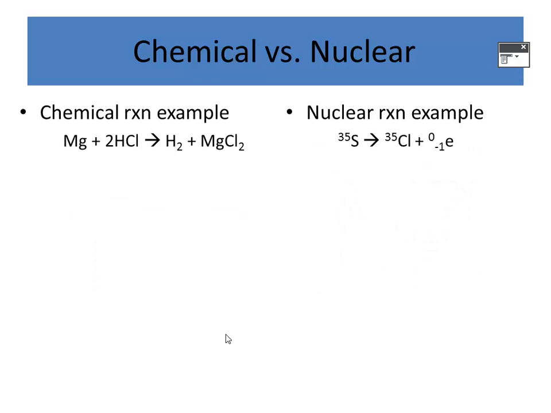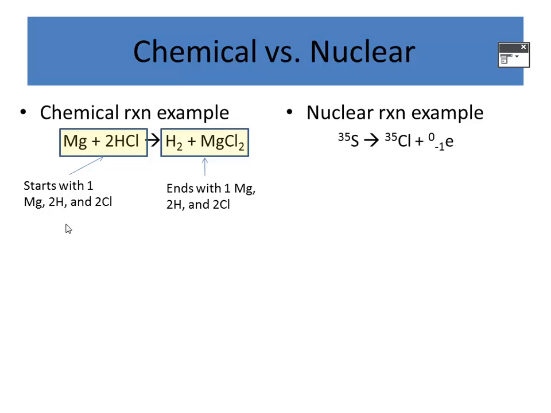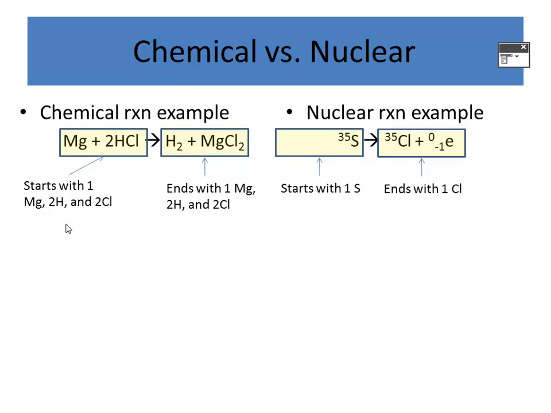So here's two examples. In a chemical reaction, for instance, we have magnesium plus 2HCl making hydrogen and magnesium chloride. So we start with one magnesium, two hydrogens, and two Cls. We end with one magnesium, two hydrogens, and two Cls. A nuclear reaction example: we start with one sulfur, and we end with one chlorine. And we give off this other particle right here. That's called the beta particle. We'll talk about what that is in just a second.